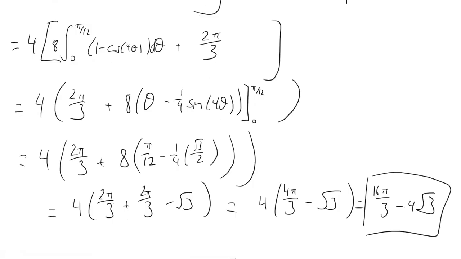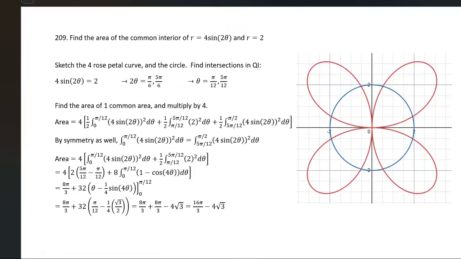There's our answer. Let me see if this matches what I got previously. Looks like it does. Cool. Here's a neater version if you want to see. That's how I thought through the problem: first and foremost, sketch, find points of intersection, and then start setting up the half r squared d theta integrals.